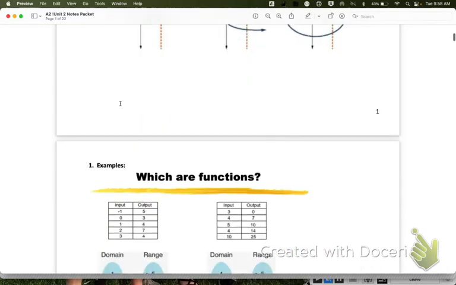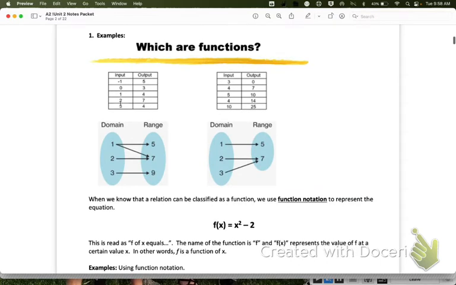So take a moment, thinking about the definition that you know now, and pause your video and see if you can decide these 4 functions here. We have 2 tables and 2 maps. See if you can decide whether or not these are functions. I'll be back in 3 seconds with the correct answers.